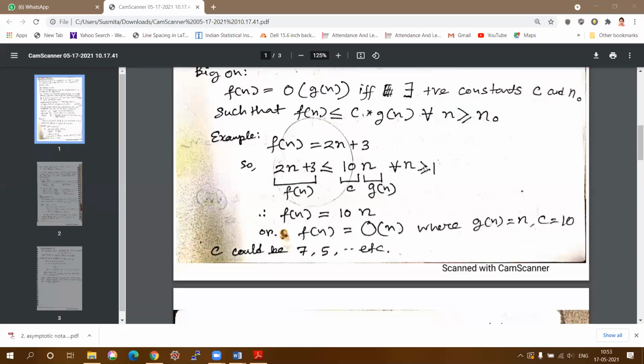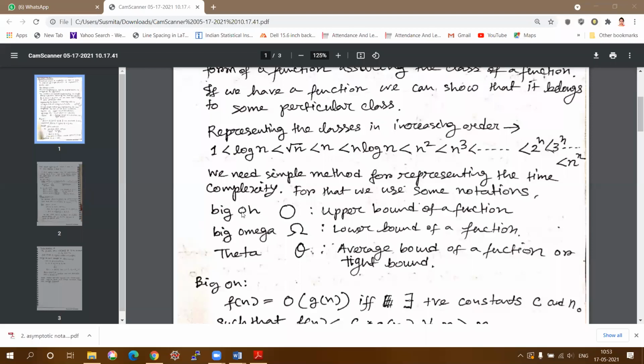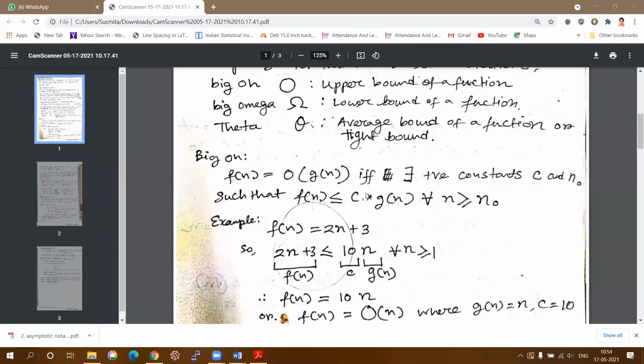Okay. Now this is all about the concept of big O, big omega, and theta. Now, if I want to discuss this using some example, then what happens? So first of all, I am discussing big O notation.